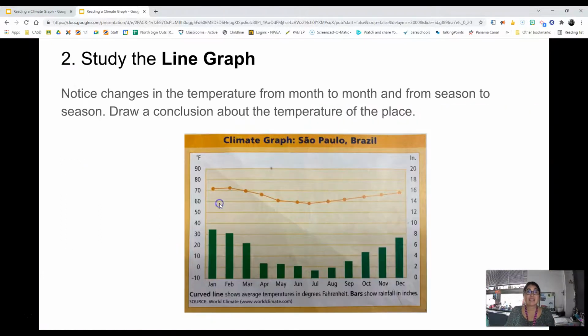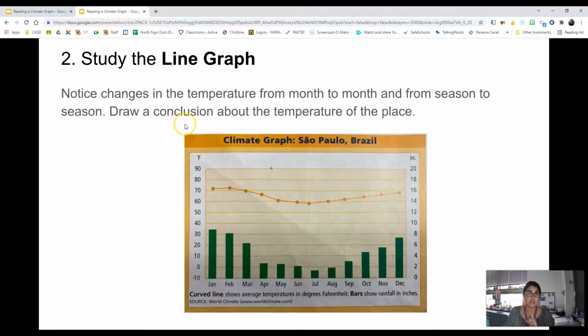The second step is to study the line graph, and we know that this is the temperature. So we're looking for changes in the temperature throughout the year. The first question that you should always ask yourself is, when is it the hottest?